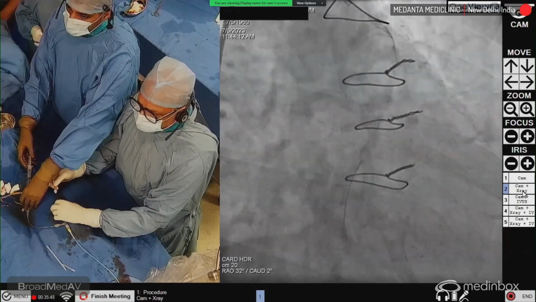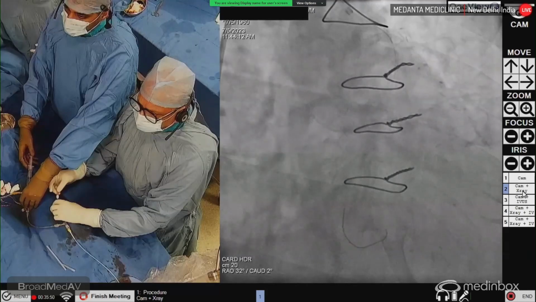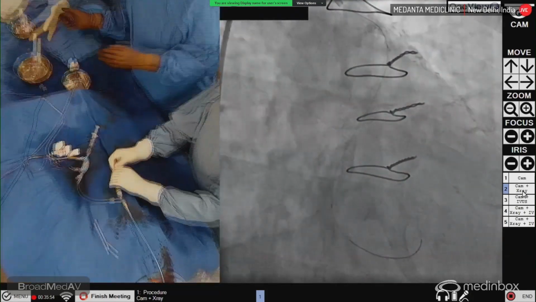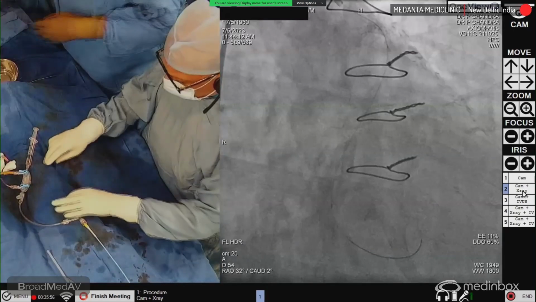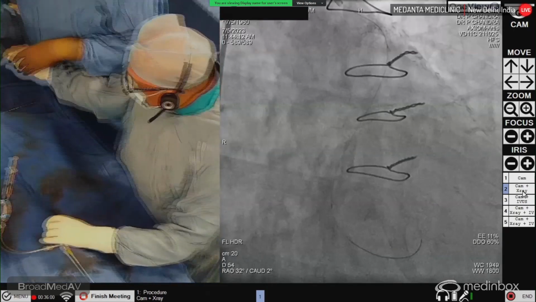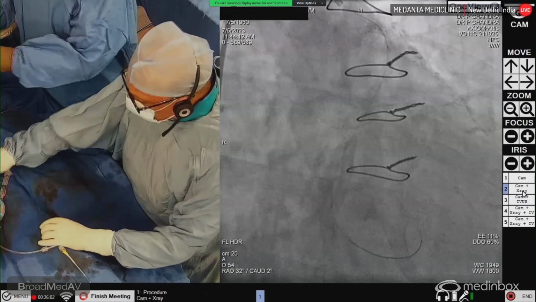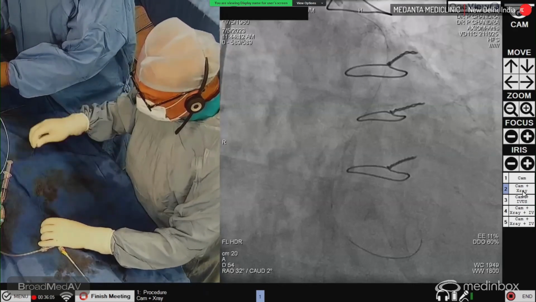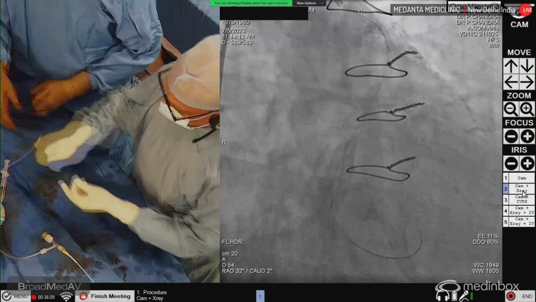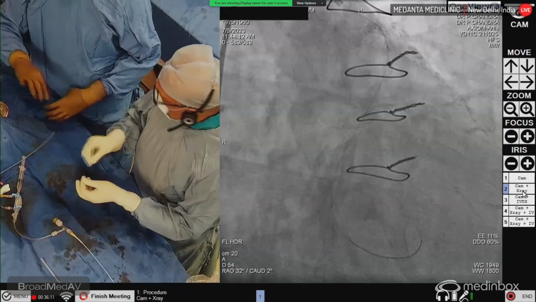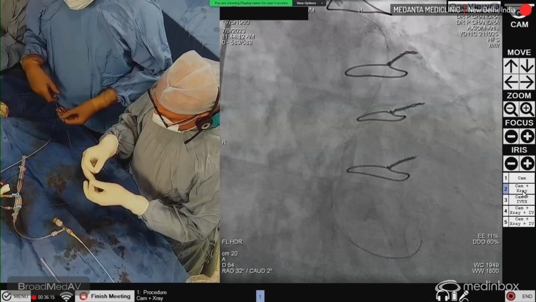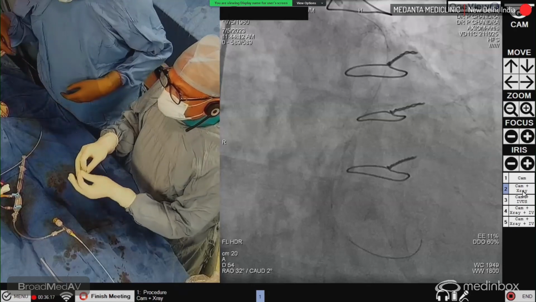Check please. I will go into a small, bigger branch. Okay, fine. So we are in a big branch now. And this lesion, in terms of angiographic appearance, also looks ulcerated and having some degree of degeneration. So we can use the same catheter for the laser.